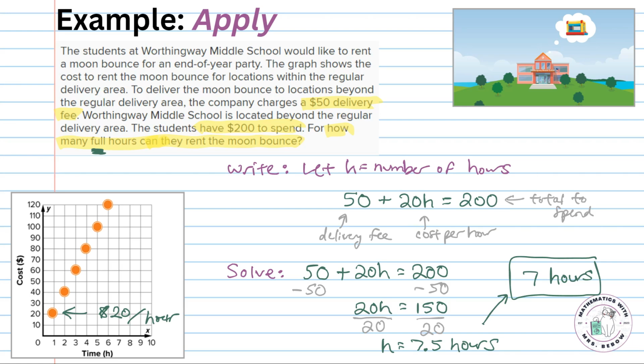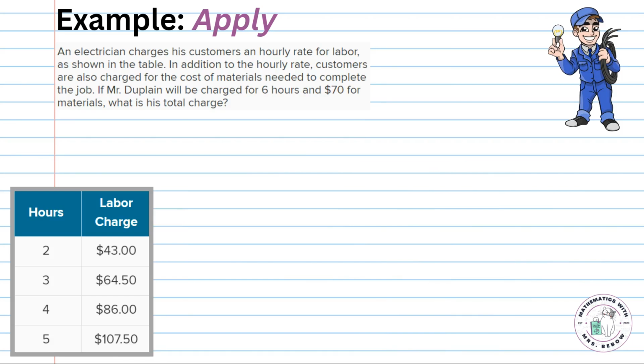All right, let's take a look at one more story problem here. That's going to be a similar type of situation where we'll have to do a little bit of work to set up the equation and then solve. On this problem, it says an electrician charges his customers an hourly rate for labor as shown in the table. In addition to the hourly rate, customers are also charged for the cost of materials needed to complete the job. If Mr. Duplain will be charged for 6 hours and $70 for materials, what is his total charge?